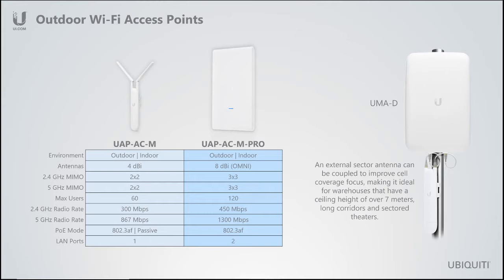If it's a smaller outdoor environment and you don't expect too many users, the Mesh is obviously the cheaper device that you can go with. It does support fewer users and slower speeds, but it can be very good if you just have a handful of users. But for larger outdoor settings, where we're expecting around 80, 100 users or even more, we definitely recommend going for the UAP-AC Mesh Pro. It has 3x3 MIMO on both bands, as opposed to the 2x2 MIMO that the UAP-AC Mesh has, and also supports higher aggregate throughput, as you can see in the 2.4 and the 5 gigahertz radio rate.